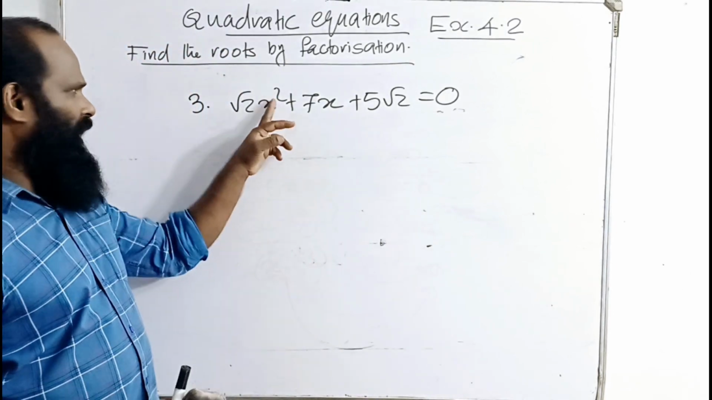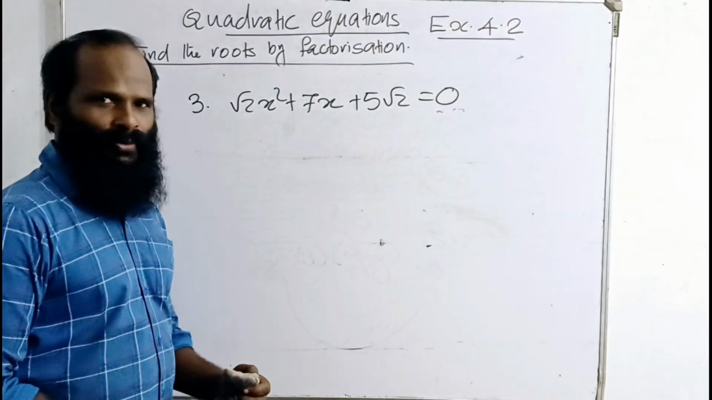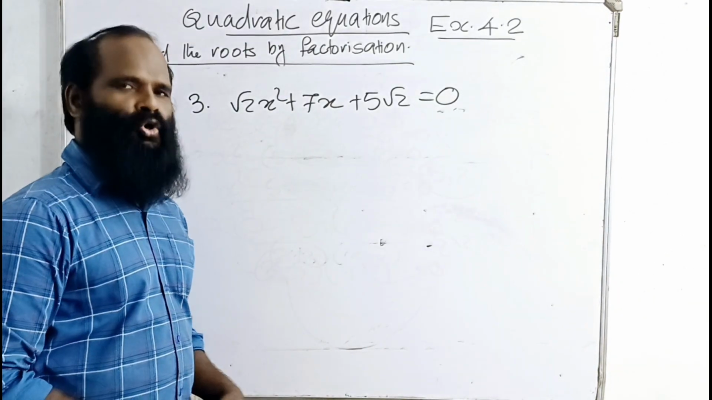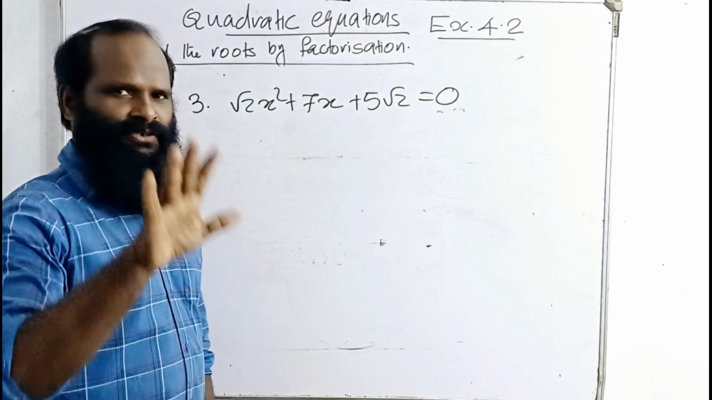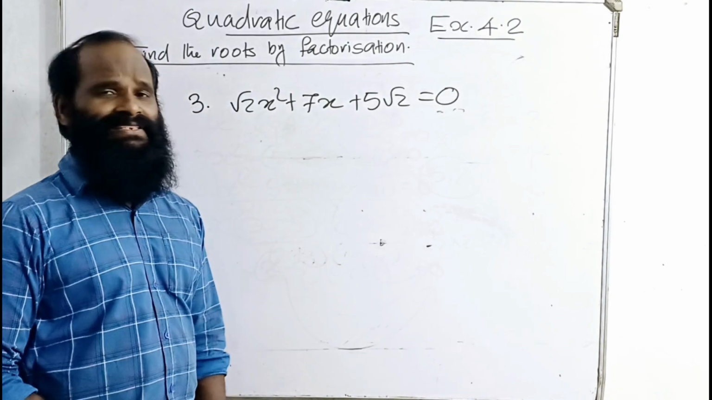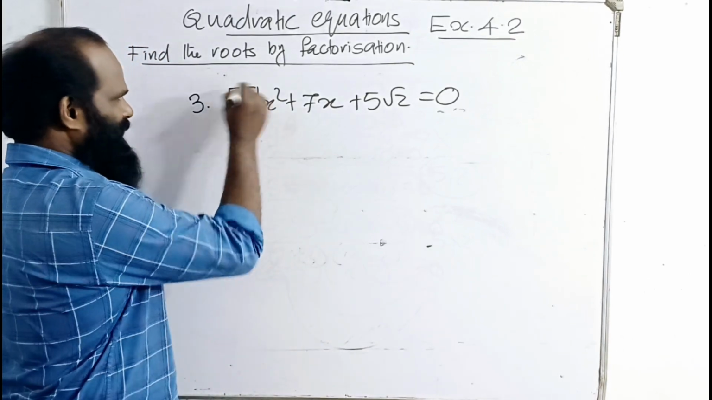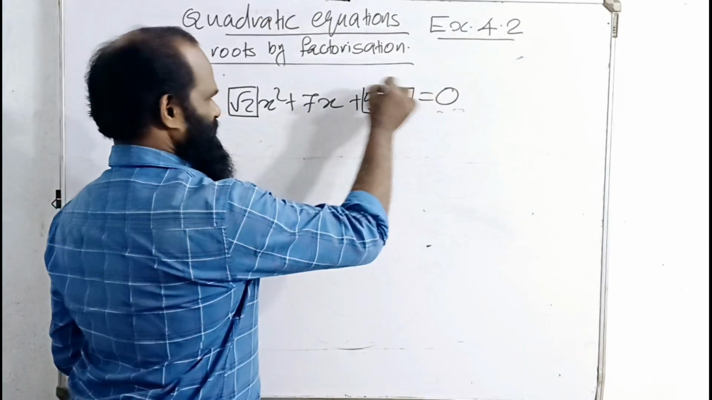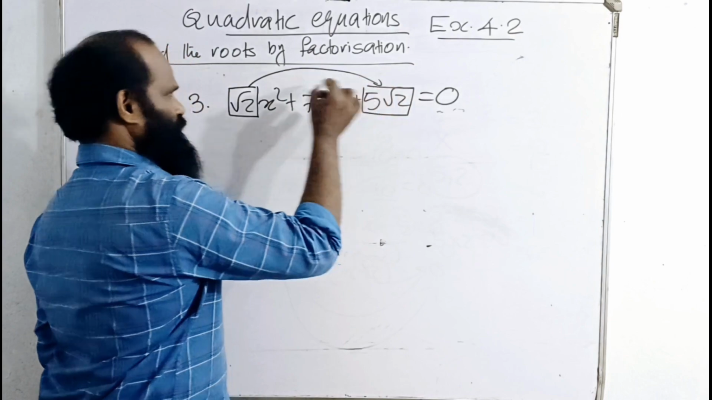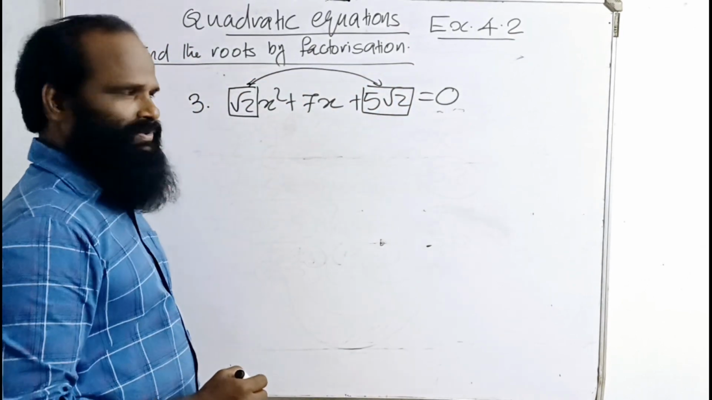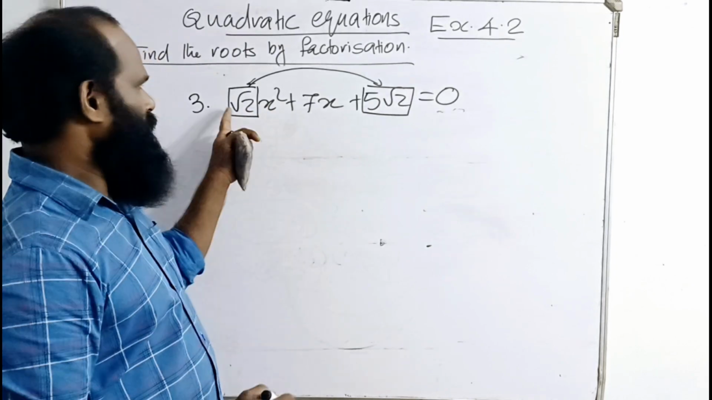First process is to identify the coefficient of x squared. Coefficient of x squared is root 2. It is not 1. How did we study earlier? If the coefficient of x squared is not 1, if it is a number other than 1, multiply that number with the constant. That is root 2 into 5 root 2 should be multiplied. Why do we do so? Because x squared's coefficient is not 1.